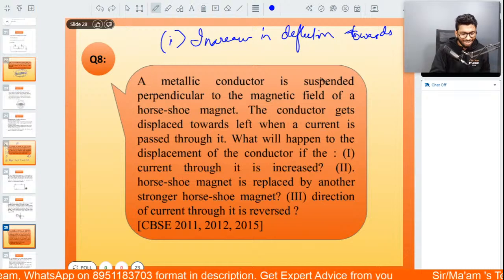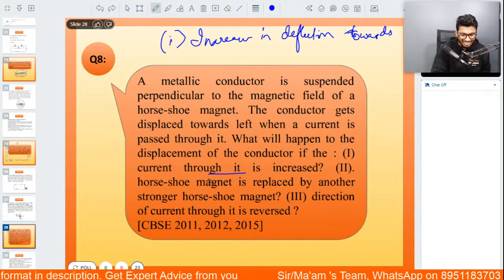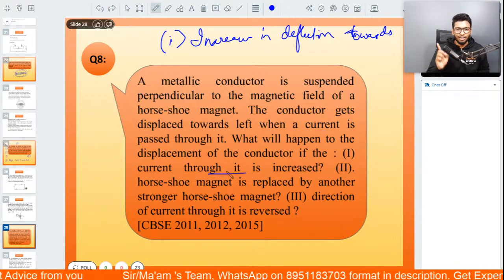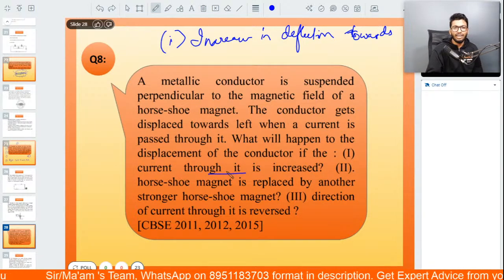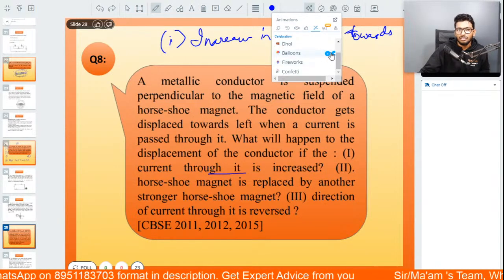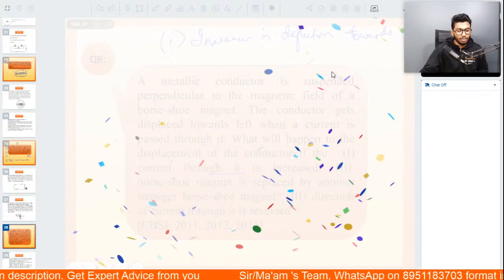Absolutely. If the current is increased, what would happen? I'm going to start throwing stuff now. Where's the throwing stuff thing? I'm going to put confetti shots. Confetti's on you people for the right answer.